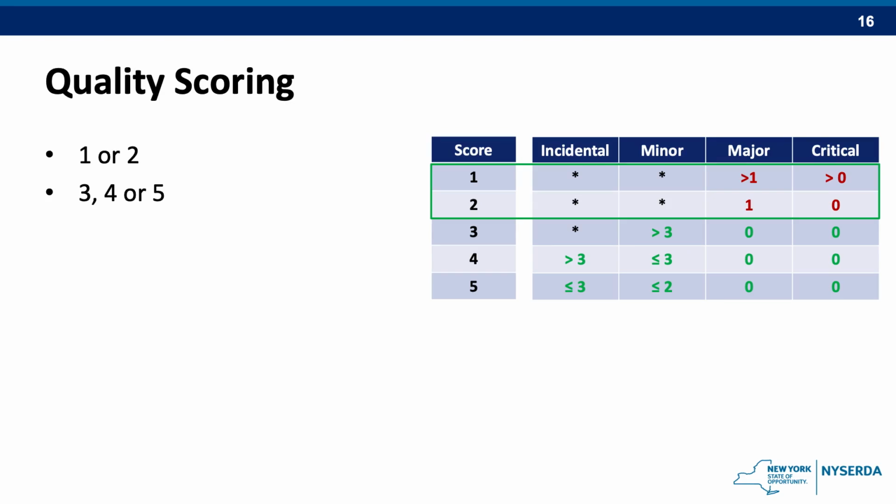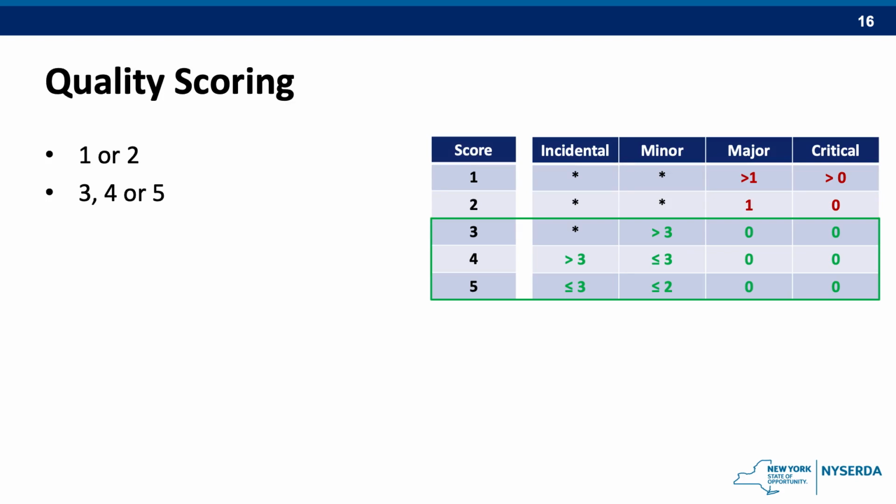For example, for an inspection to receive a score of 2, it would have to have 0 critical deficiencies and only 1 major deficiency. Keep in mind that inspections receiving a score of 1 or 2 may also have any number of incidental or minor deficiencies.